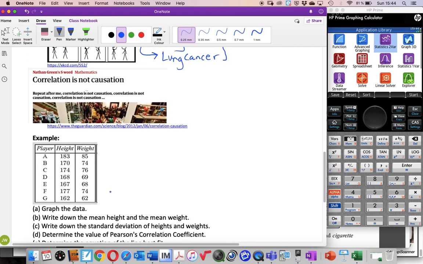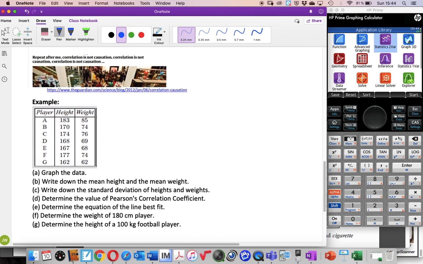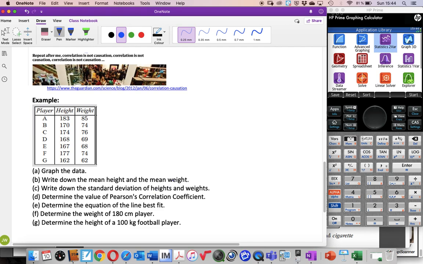So here we go. We're just going to do one example because I don't want this to be too long, and we're going to do this on the calculator, okay? So hopefully you've got your calculator in hand. If you don't, go ahead and grab it.